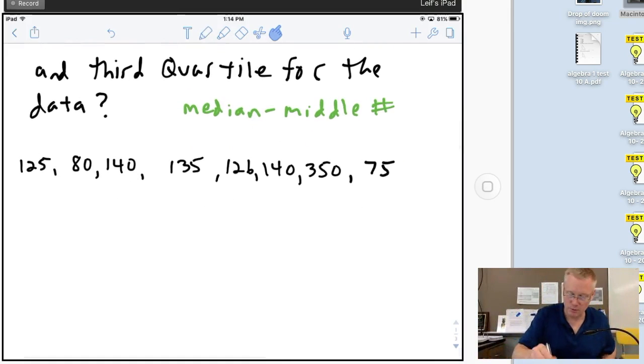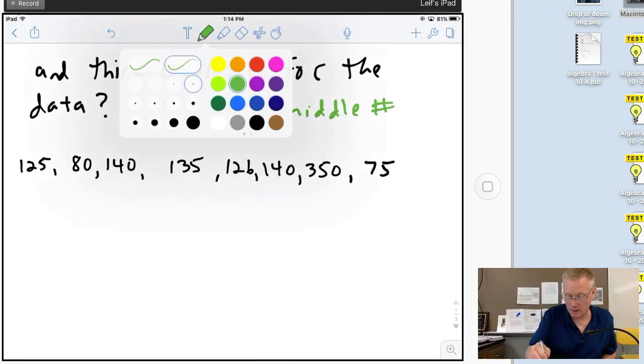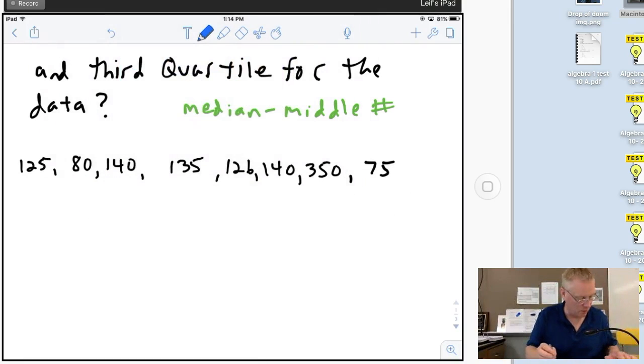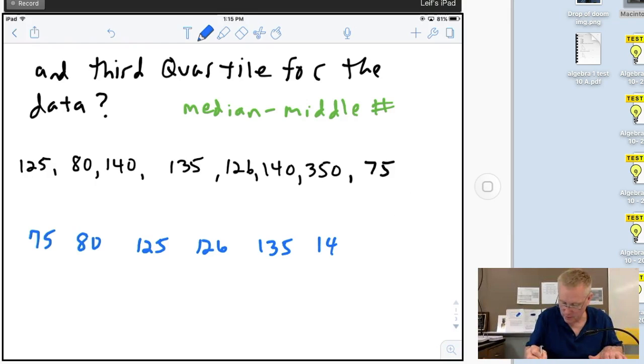So median's a middle number, which means I'm going to put these in order, okay? I'm going to rearrange them, and I want them to go from smallest to biggest. So 75 is the smallest, and then I got 80, and then I got 125, and then I have 126, and then I have 135, and I already did these out. I'd probably take a little more time and show you, but I'm sure you all can order numbers from least to greatest. Okay, so there they are.